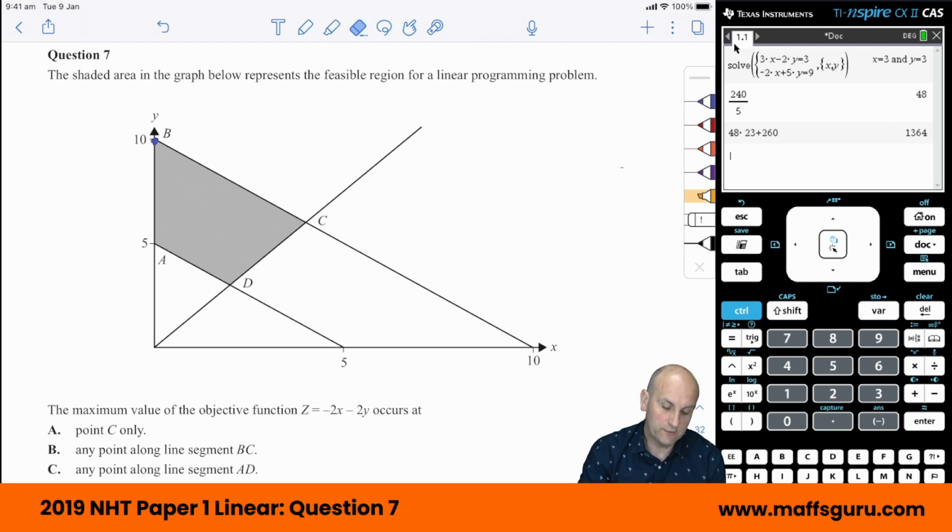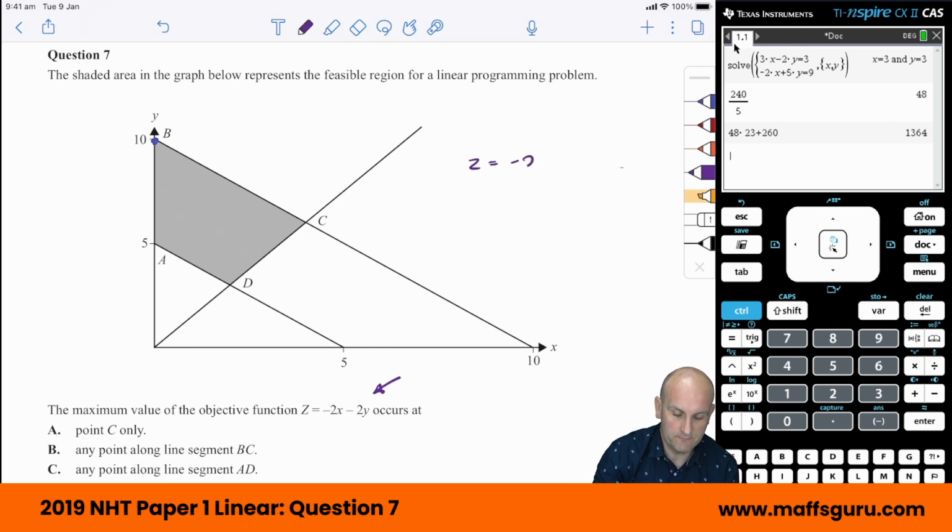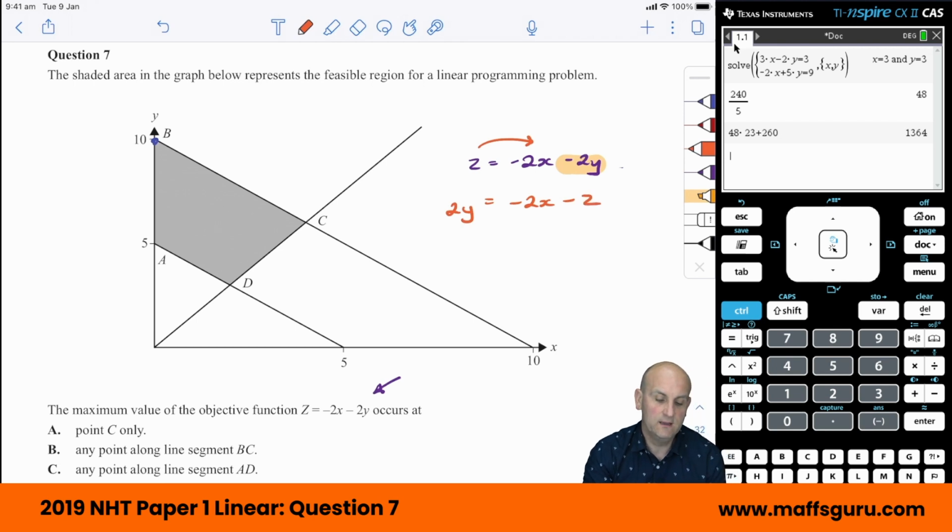But we know that we can rearrange this equation here to look at the gradient of my objective function. So we know that z is equal to minus 2x minus 2y. Well, to find the gradient of the line, I'm going to move the 2y over to give me 2y, and I'm going to move the z over here, is equal to minus 2x minus z. Divide everything by 2 gives me y is equal to minus x minus z on 2.